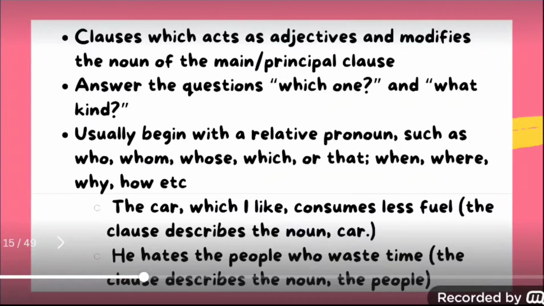Let's look at the next example. He hates the people who waste time. Again, we can split the sentence into two. He hates the people, and the second part, who waste time. So, he hates the people is the main or the independent clause, and who waste time is an example of a dependent clause.